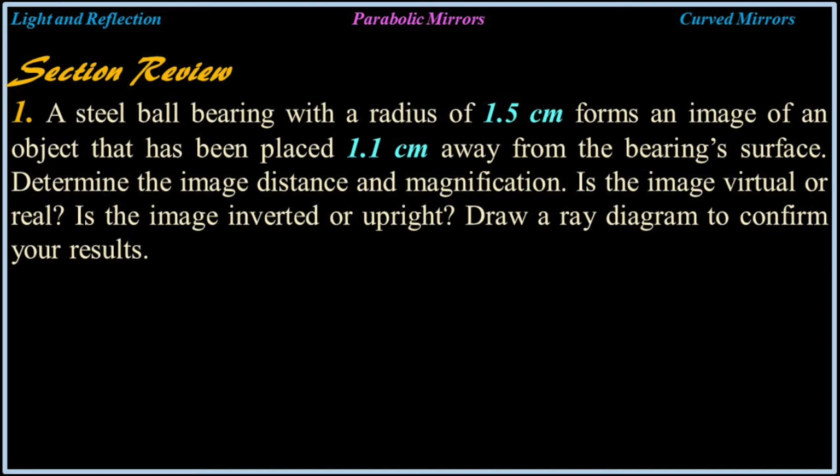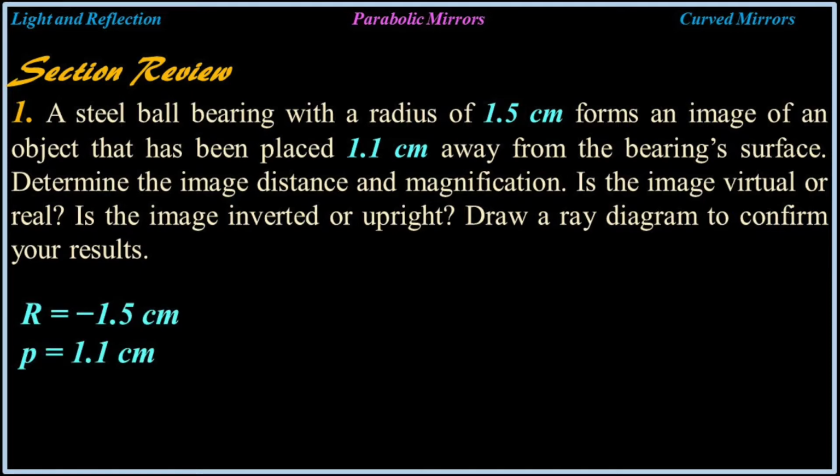Section review. A steel ball bearing with a radius of 1.5 centimeters forms an image of an object that has been placed 1.1 centimeters away from the bearing surface. Determine the image distance and magnification. Is the image virtual or real? Is the image inverted or upright? Draw a ray diagram to confirm your results.